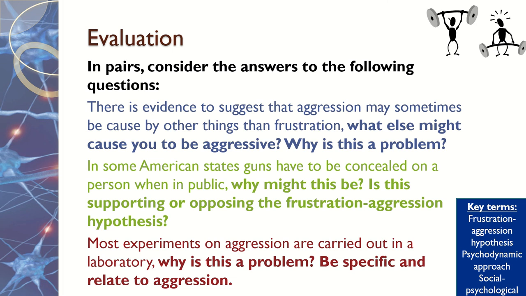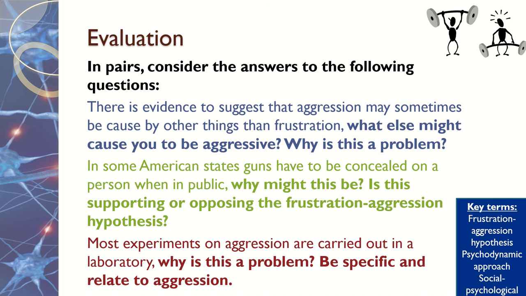In some American states, guns have to be concealed, and this is because by seeing a gun, you automatically feel frustrated. You're like, why are they carrying the gun? What's the reason for it? Maybe they could hurt me. And that makes you feel frustrated and therefore angry about it. So hiding a gun away doesn't cause people to have that association because you can't see it. So this provides supporting evidence that frustration can lead to aggression.